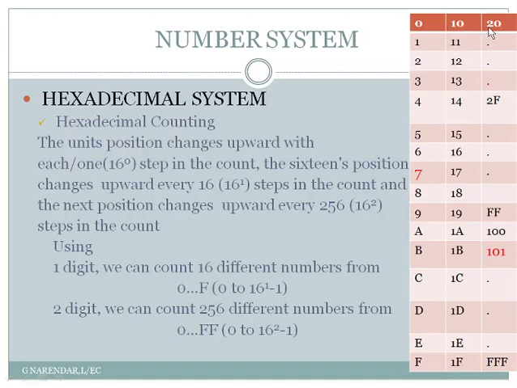So 1 changes to 2, and if we complete 16 counts, 2 changes to 3, and so on. Similarly, the next higher position changes upward every 256 counts. That is, this is the next higher position, so this one will change to 2 after 256 counts. So that is how counting happens in the hexadecimal system.